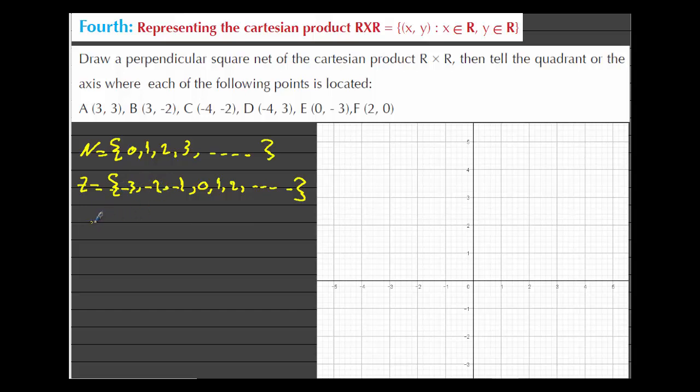Q is the set of rational numbers. Here we have some rational numbers like negative 2 over 3, 3 over 2, 0, and so on. All of these numbers, and also you can say 5, it is a rational number because 5 equals 5 over 1. It is a rational number.